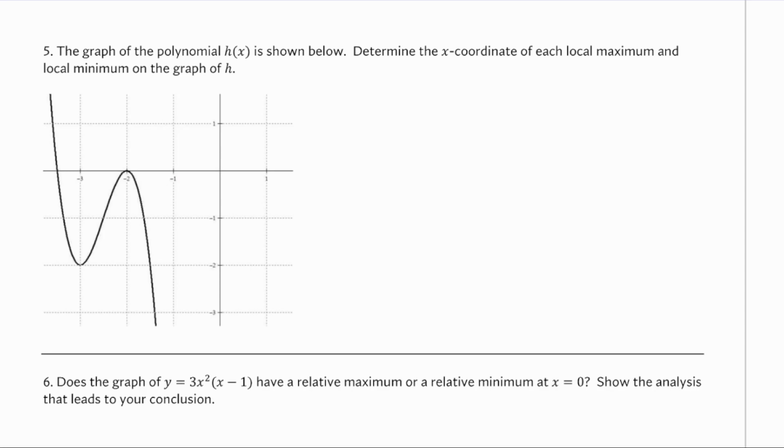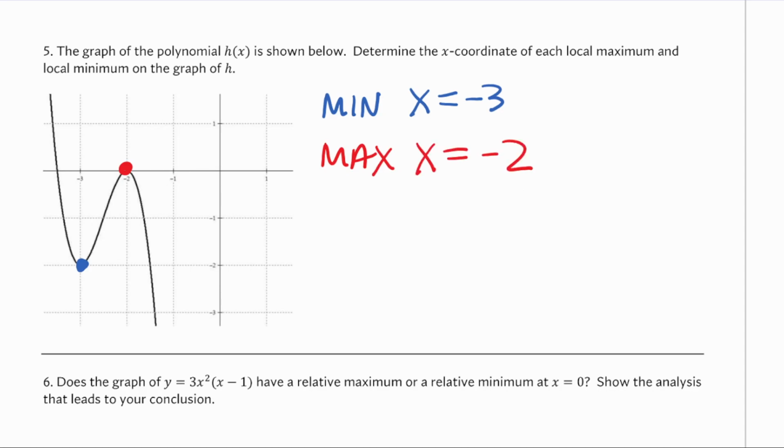Picture of a graph and we're just asked about where the maxima and minima are. Okay, that's a minimum right here because the graph is going from decreasing to increasing. So we're going to say a minimum at x equals -3. And then we're going to have a maximum over here where the graph goes from increasing to decreasing. So that's going to be a maximum at x equals -2.